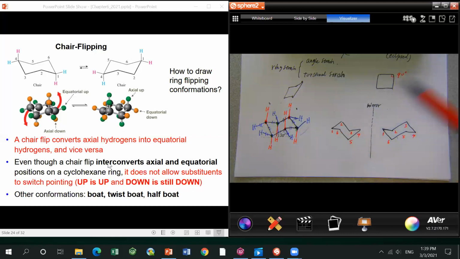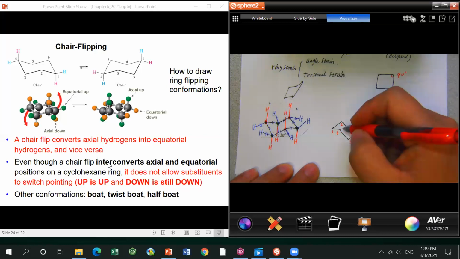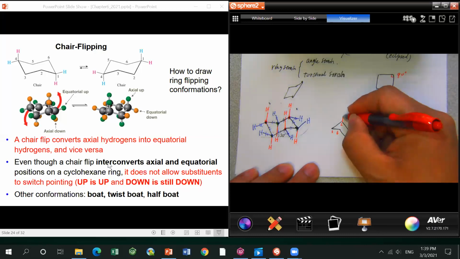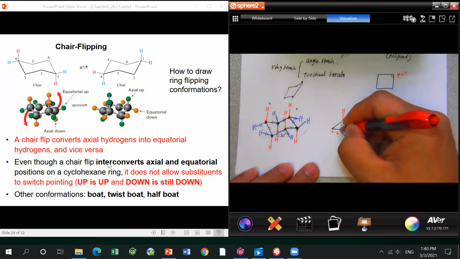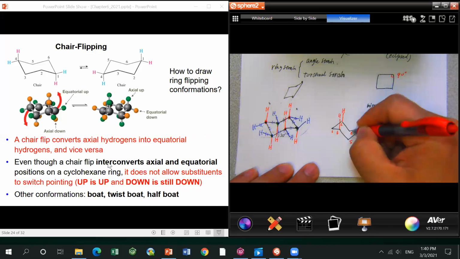Once you get these two right, the following steps should be relatively easy. We do the same thing: the axial bonds first. Depending on whether the carbon points up or down, these two carbons, these three, point up, so the axial bond should go up. These three go down.